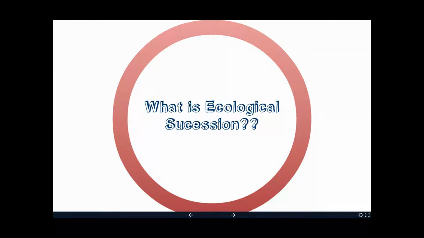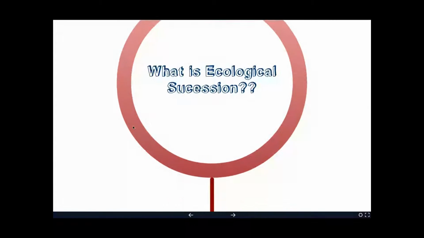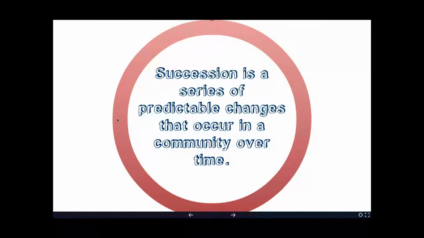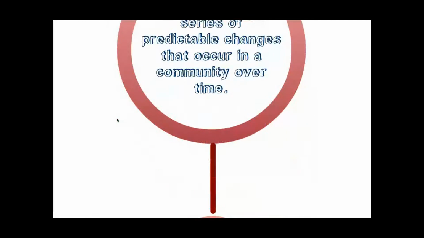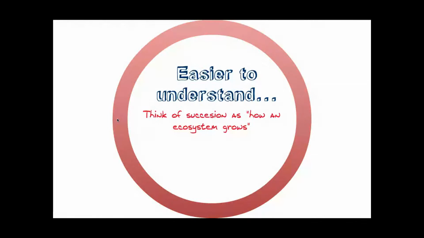Today we're going to learn about a new topic called ecological succession. So what is ecological succession? Succession is just a term that scientists use for a series of predictable changes that occur in a community over time. So I like to think of this as how an ecosystem grows, right? So we might start off with a small field, we grow into a bunch of small bushes, and eventually it grows up to be a big forest.